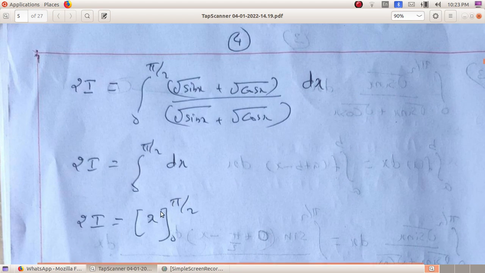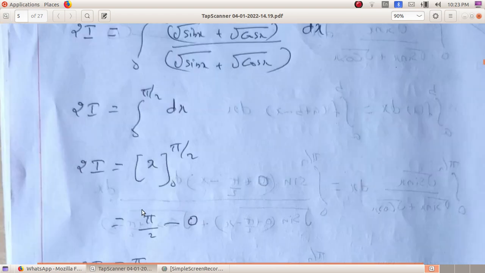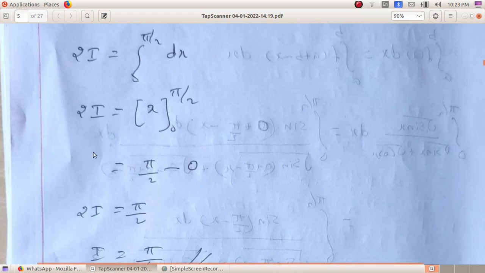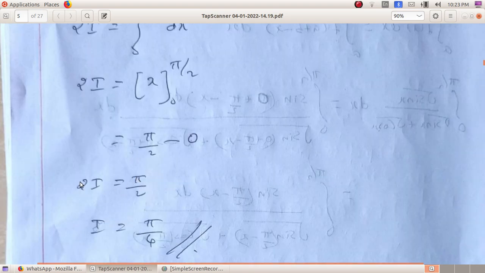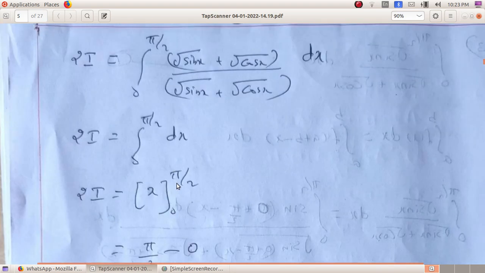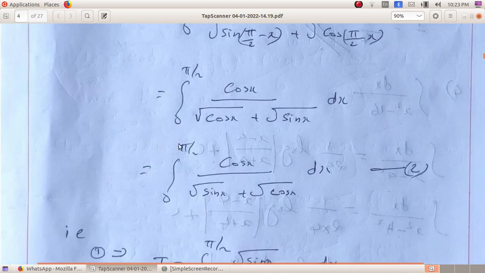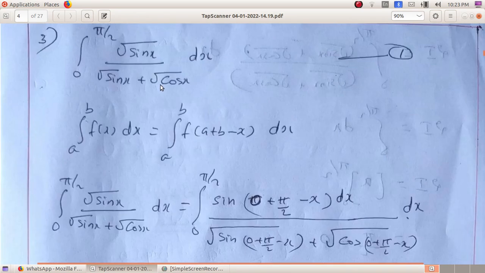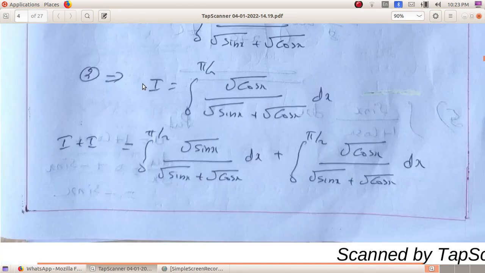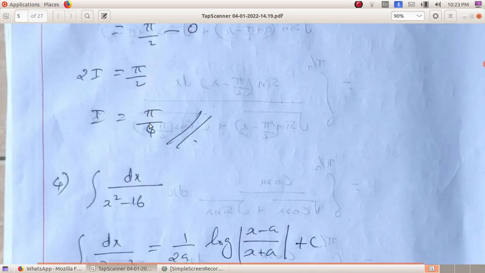So 2I is equal to this one. Then you substitute pi by 2 for x, then minus 0 for x. So 2I is equal to pi by 2 minus 0, or I is equal to pi by 2 divided by 2, which is pi by 4. For this type of question, the answer will always be what? Pi by 4. Pi by 4 is the answer.